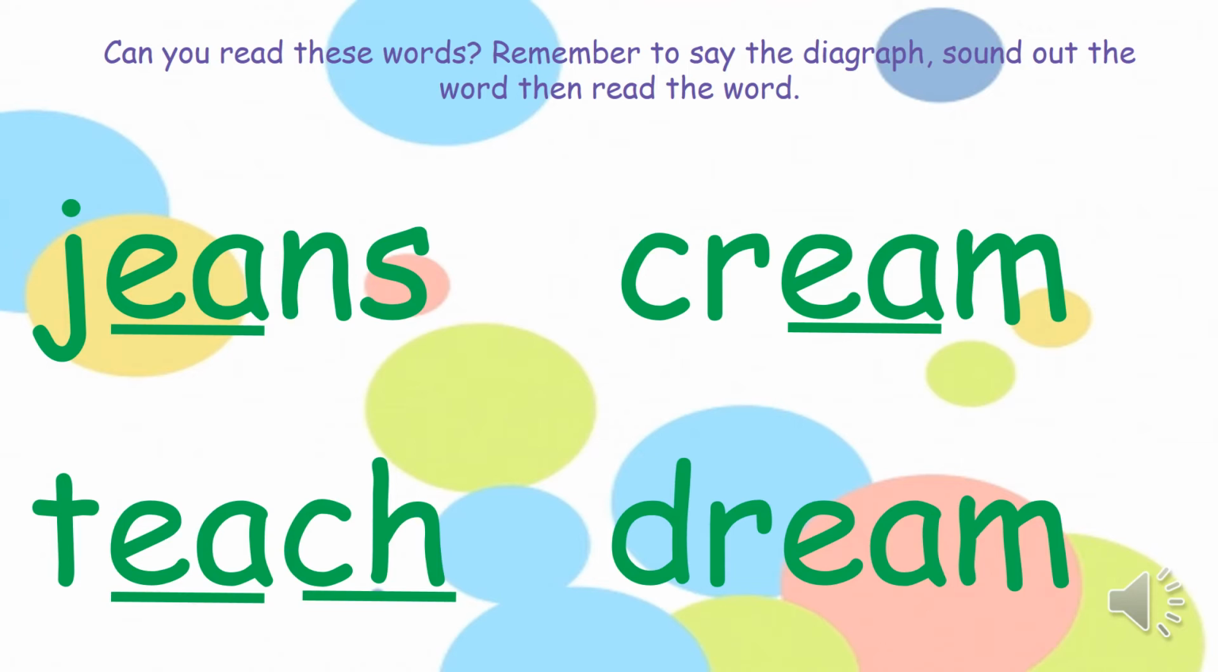And our last word, can you spot the digraph? E. Now let's use our sounds. D, E, dream. And we have lots of amazing dreams when we go to sleep at night.